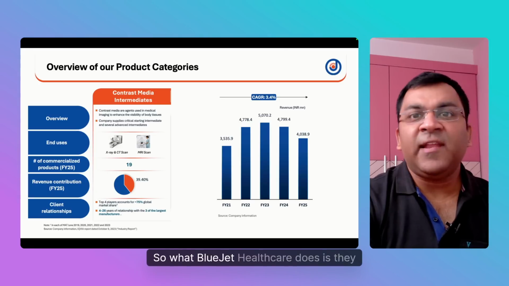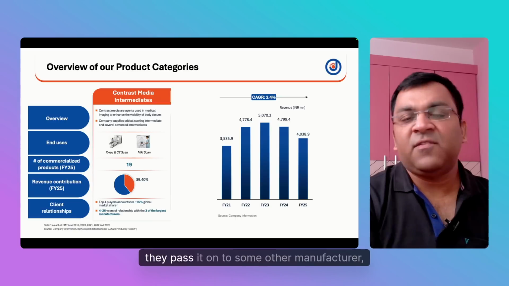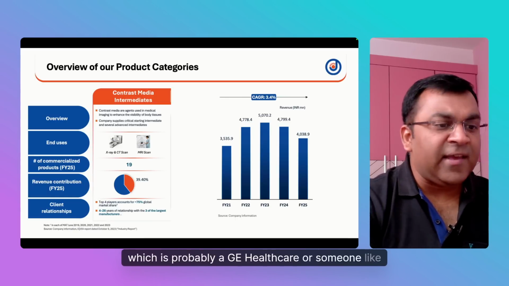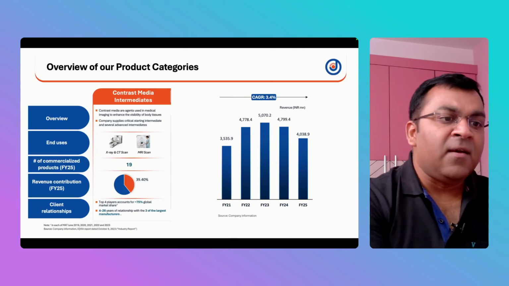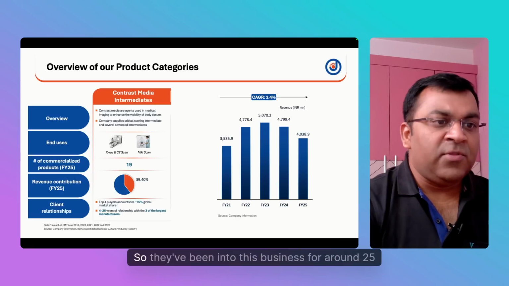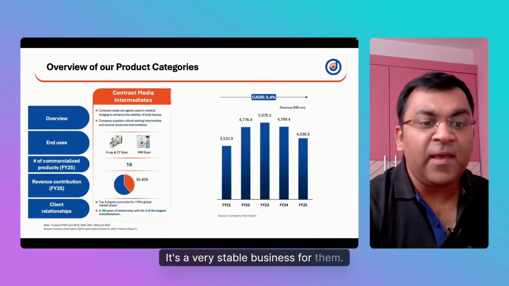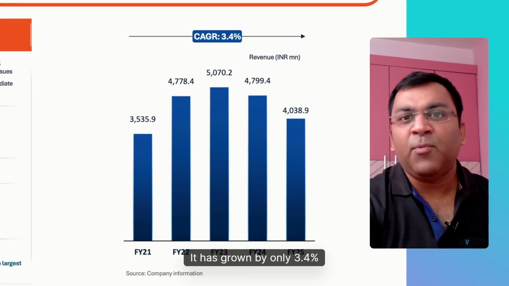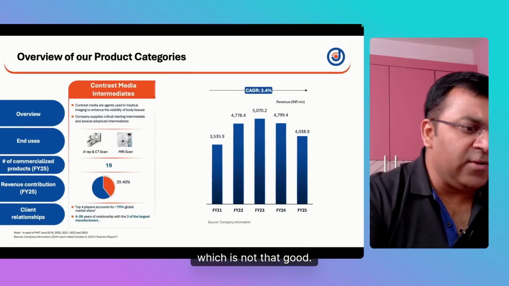So what BlueJet Healthcare does is they manufacture the intermediate for that, and then they pass it on to some other manufacturer, which is probably a GE Healthcare or someone like that, who then converts it into contrast media and uses it in these MRI scans and CT scans, etc. So they've been in this business for around 25 years now. It's a very stable business for them, but I would say that it's not a growing business at all. It has grown by only 3.4% over the last 4 years, which is not that good.